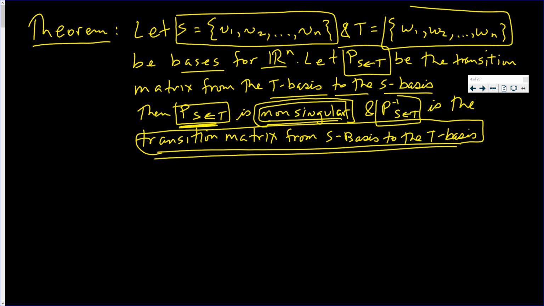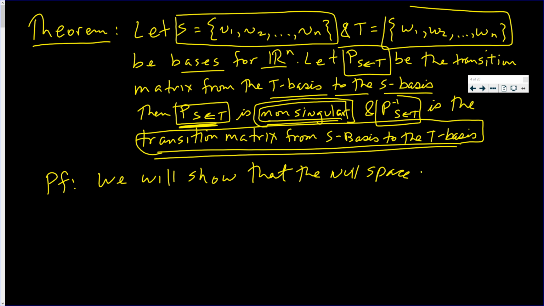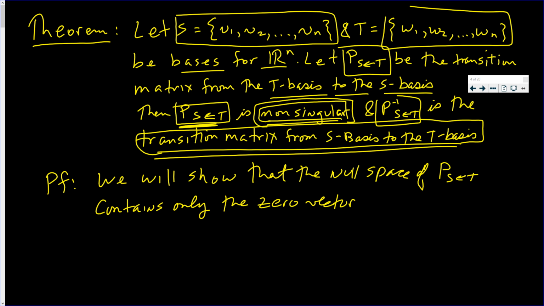And the first thing we're going to do in the proof, we're going to state how we're going to do this. Okay, we will show that the null space of this transition matrix contains only the zero vector. Okay, so let us show that.